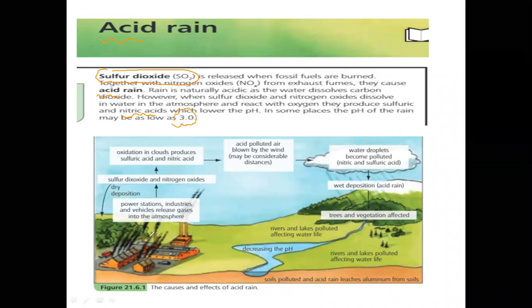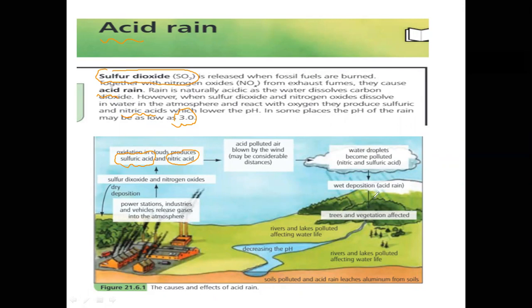If you see here, different gases are being released into the atmosphere, okay, and oxidation of those in clouds is happening, and what are they producing? Sulfuric acid and nitric acid. When that sulfuric acid and nitric acid mixes with rainwater, it will come with the rainwater toward your earth.